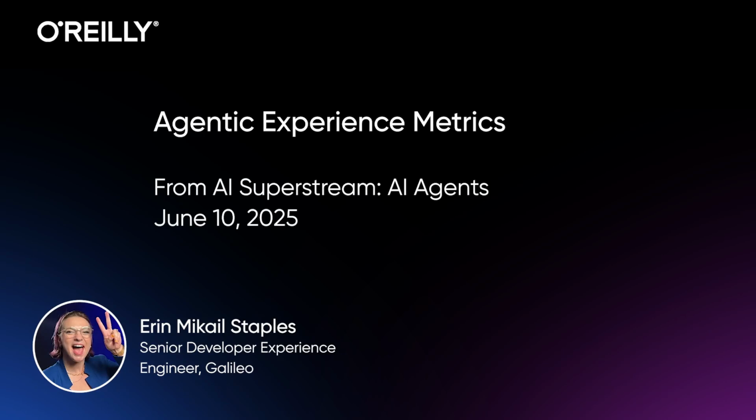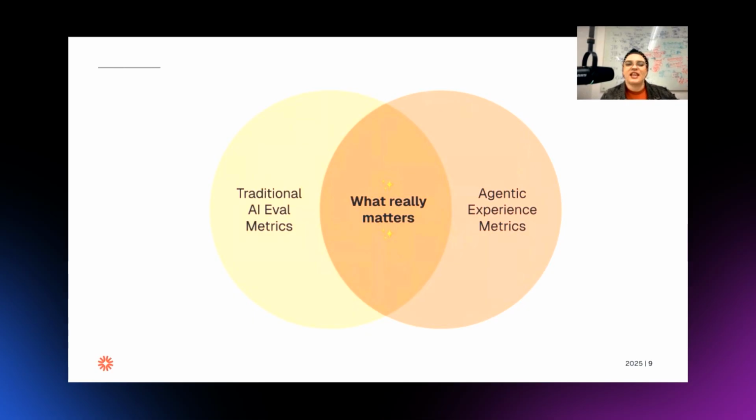We're talking about that little Venn diagram. On the left-hand side, you'll see our traditional AI evaluation metrics. That's the token count, the latency, the standard metrics that we see there. And on the right-hand side, we'll be talking about this new category of agentic experience metrics.